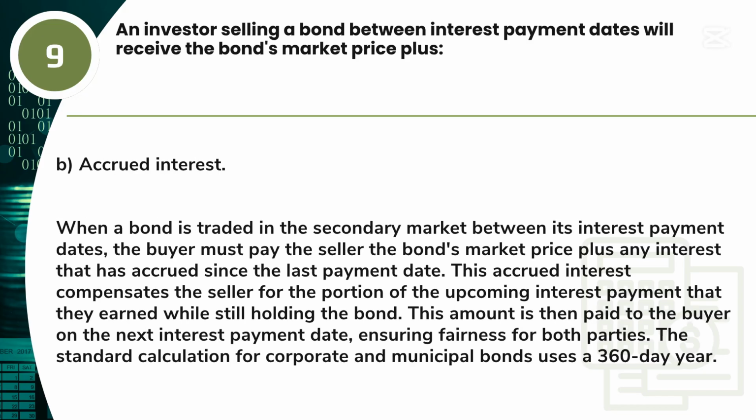Answer: B. Accrued interest. When a bond is traded in the secondary market between its interest payment dates, the buyer must pay the seller the bond's market price plus any interest that has accrued since the last payment date. This accrued interest compensates the seller for the portion of the upcoming interest payment that they earned while still holding the bond. This amount is then paid to the buyer on the next interest payment date, ensuring fairness for both parties. The standard calculation for corporate and municipal bonds uses a 360-day year.